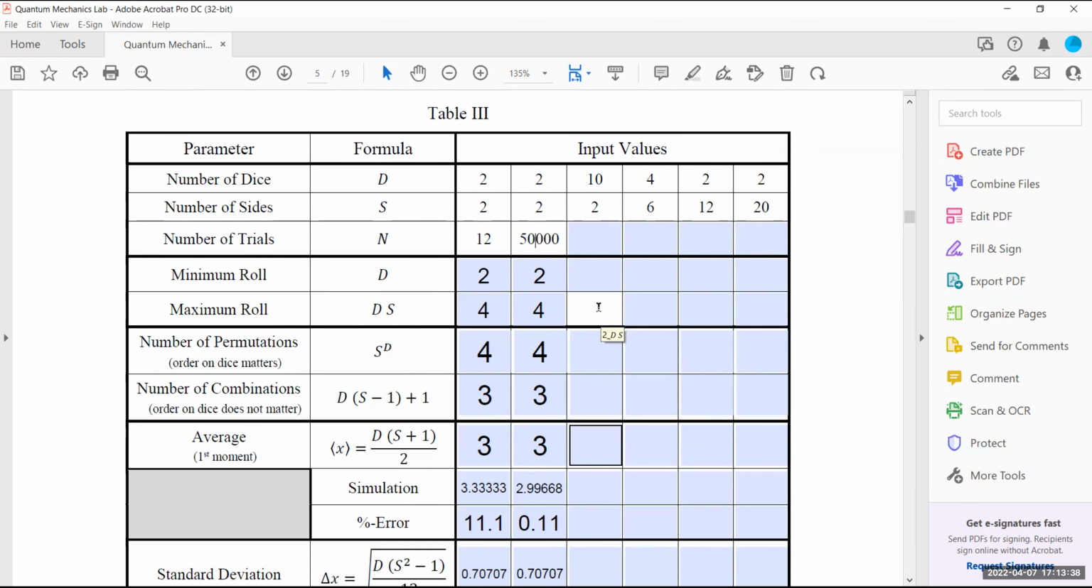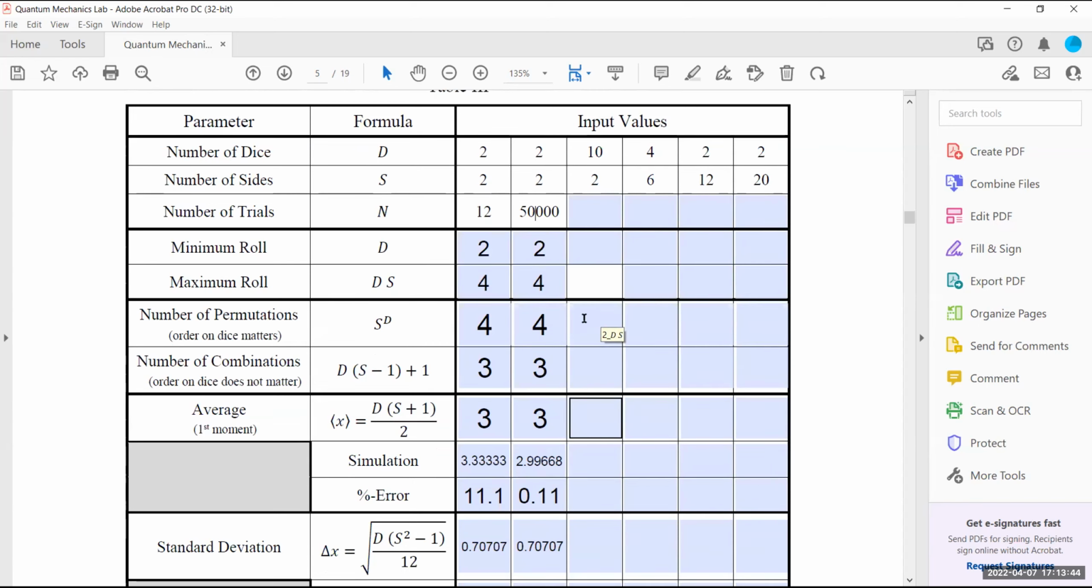Make sense so far? Yep. Okay, so it's straightforward.